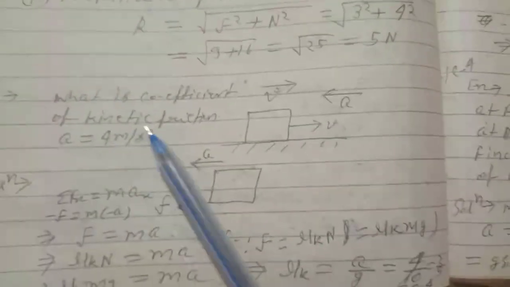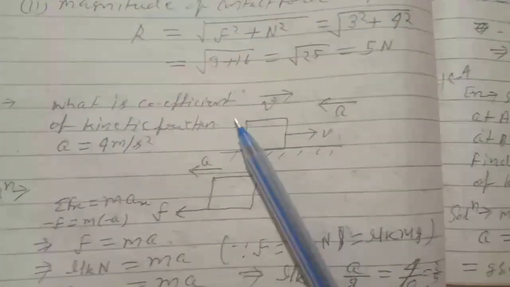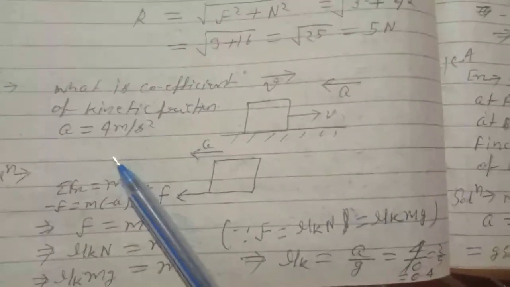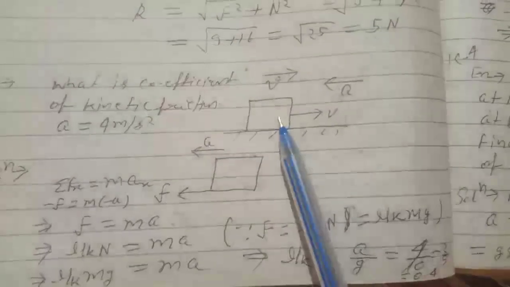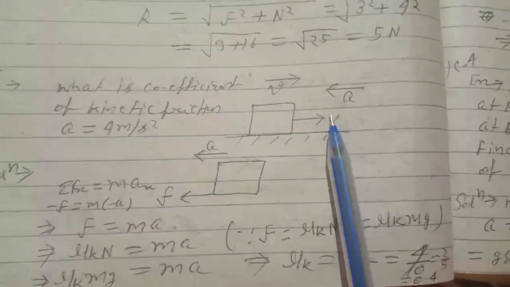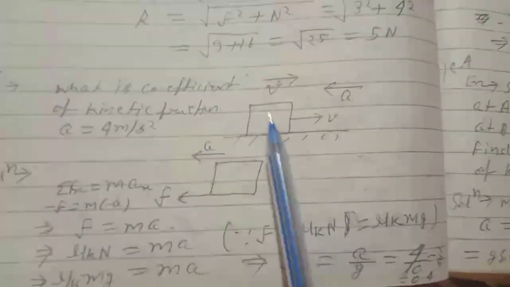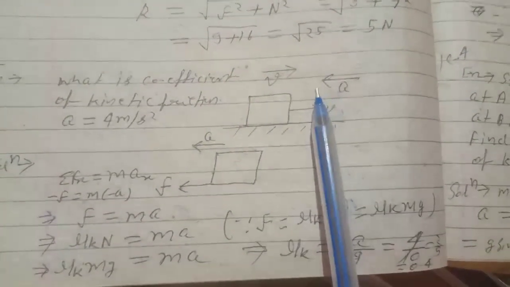Question: what is the coefficient of kinetic friction if a equals 4 meter per second square? Here this body is moving with constant velocity v, but acceleration is acting in this direction, that is, we can say that a force is acting in this direction.